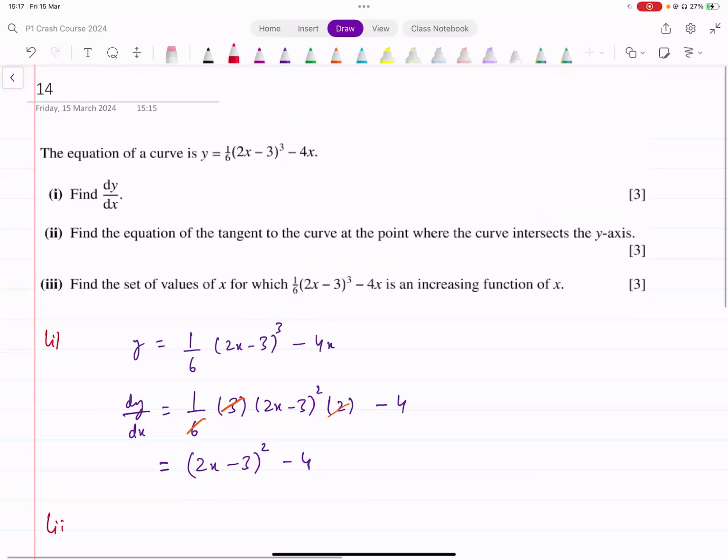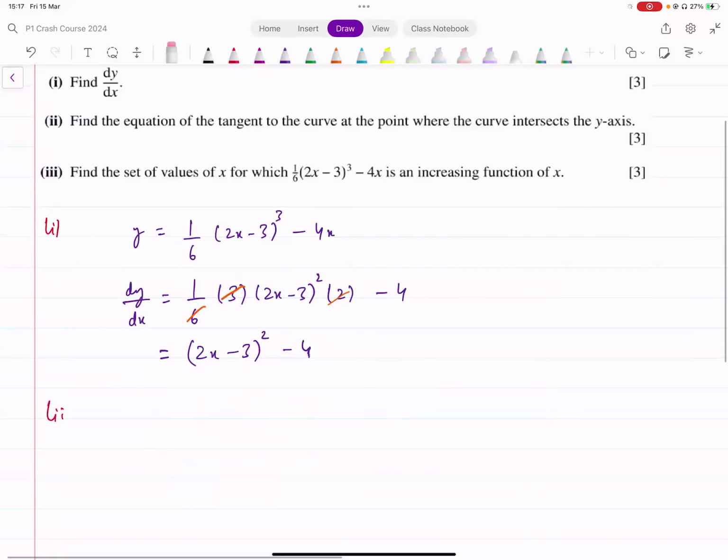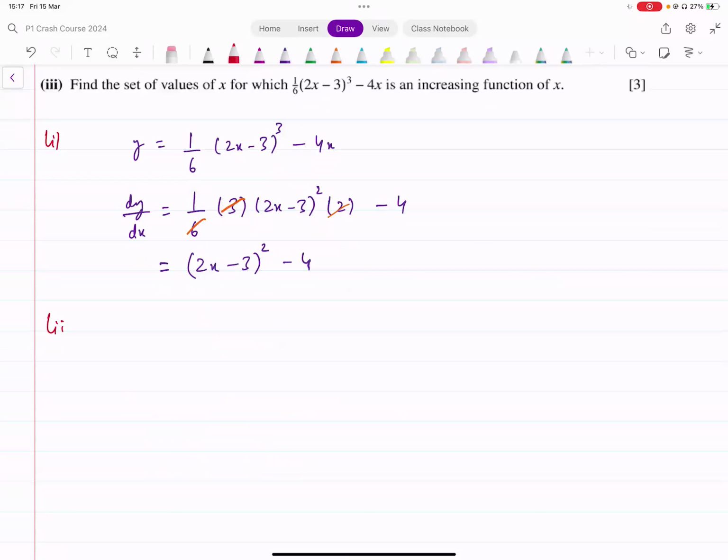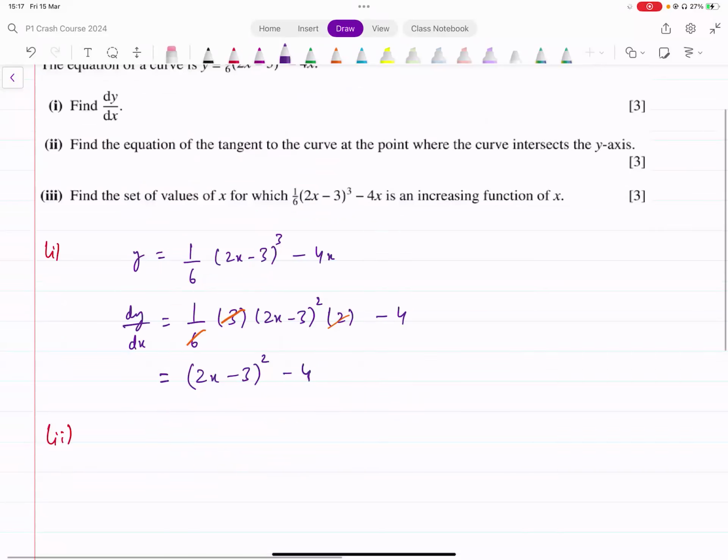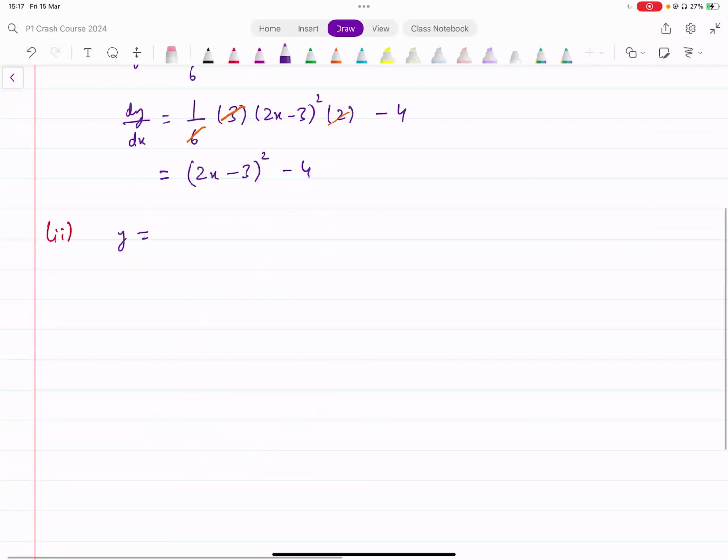The next part says find the equation of the tangent of the curve at the point where the curve intersects the y-axis. Now this is the equation of tangent. I hope you can do this. Okay, let me just try. Let me just do this quickly as well. Part 2. We have this equation, y equals 1 over 6 into (2x minus 3) whole cube minus 4x. That's the equation of the curve.